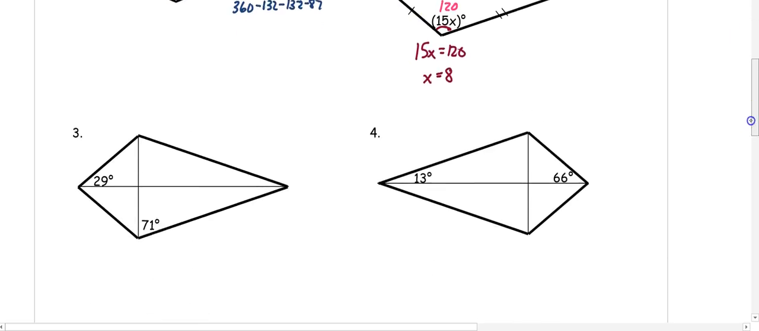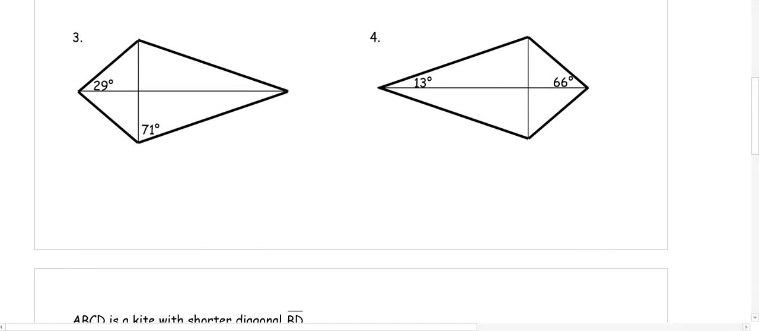Now, 3 and 4, we have diagonals, so they're going to break up the angles a little bit. So remember with a diagonal, the angles in the center are 90 degrees because our diagonals are perpendicular. So it creates 4 right triangles, 2 of which are going to be the same. So we have 2 littler triangles and 2 more stretched out triangles.